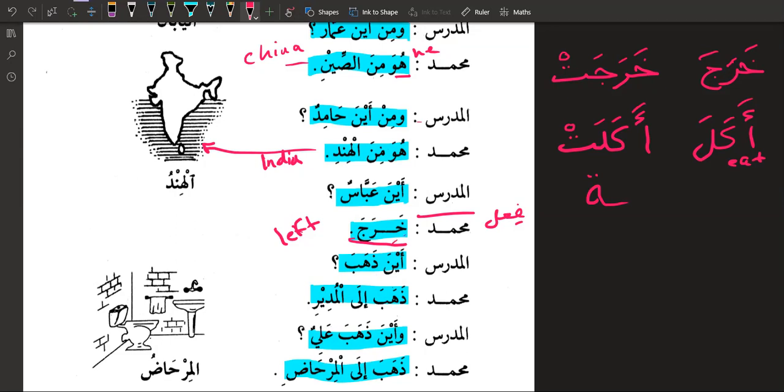طيب, خرج, he left. المدرس أين ذهب? And then there's another verb here, which is ذهب. So it's a past tense as well, which means أين ذهب? Where did he go? So ذهب means to go. أين ذهب? Again, if we wanted to make it feminine, we would just say ذهبت. ذهبت آمنة. ذهب محمد.